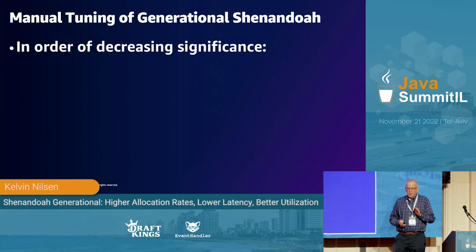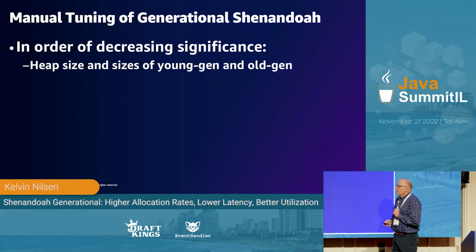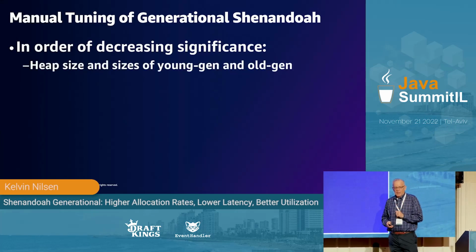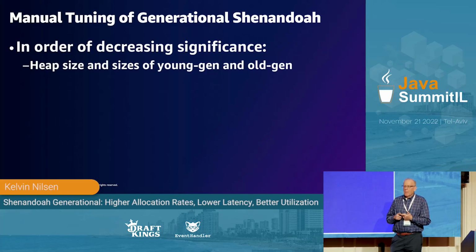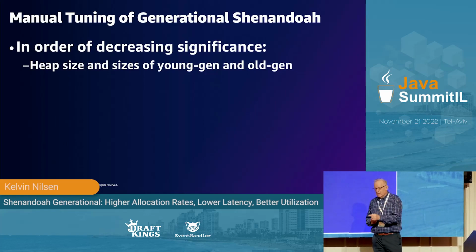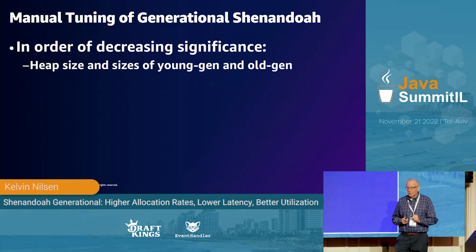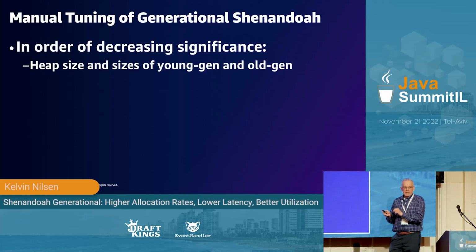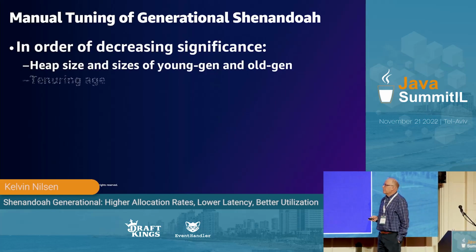So some might wonder, what do I mean when I say you have to do manual tuning of generational Shenandoah? You have to specify the heap size. You have to specify how big you want the young gen and how big you want the old gen. This is a static configuration right now. It is being adapted. There's development work right now that will be integrated within a couple of weeks to automatically size and adjust the sizes.